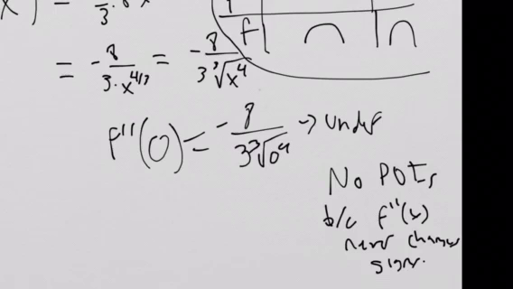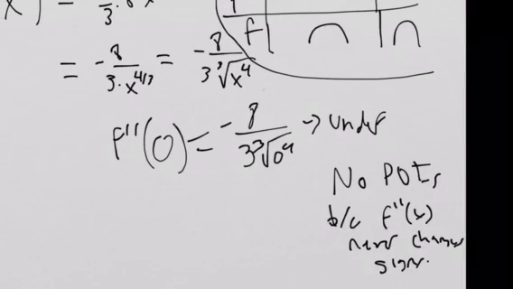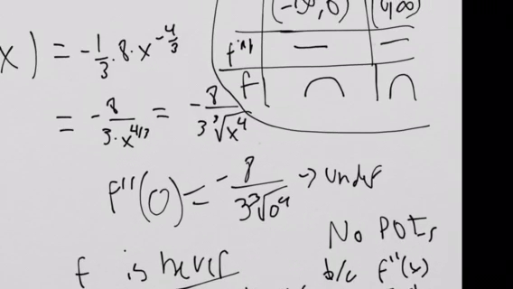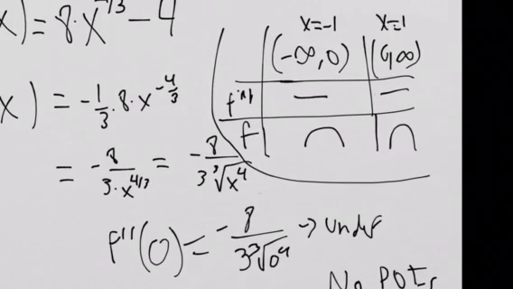Okay, so for part D it says, for what x values is f concave up? F is never concave up. F double prime is never positive, and we've shown that in this table. It's concave down, and then it must have some kind of vertical no concavity, and then it's concave down again. So that is our final answer.